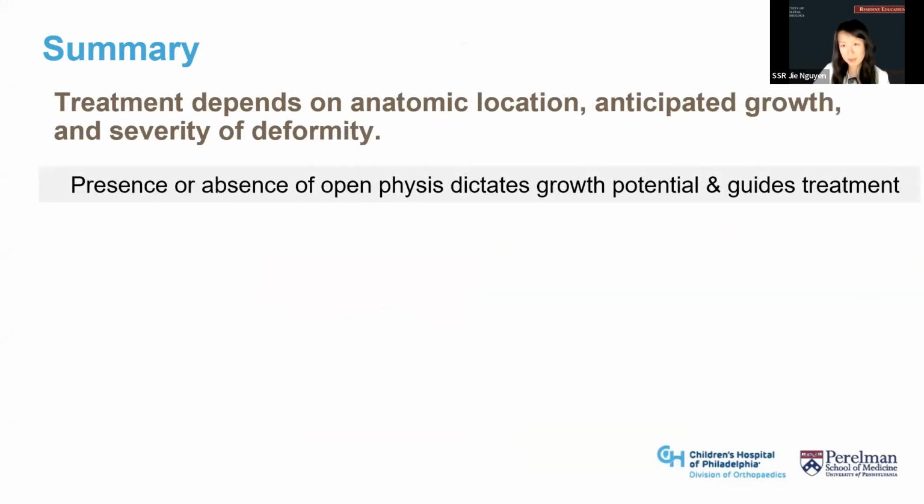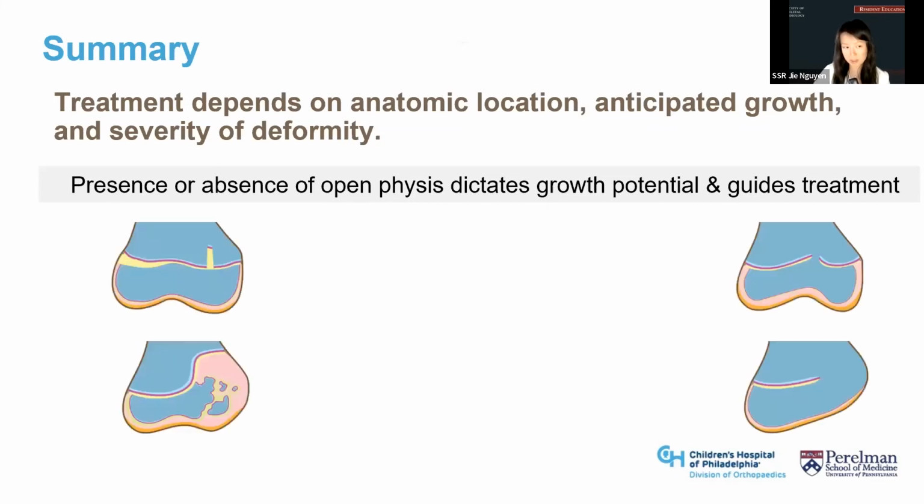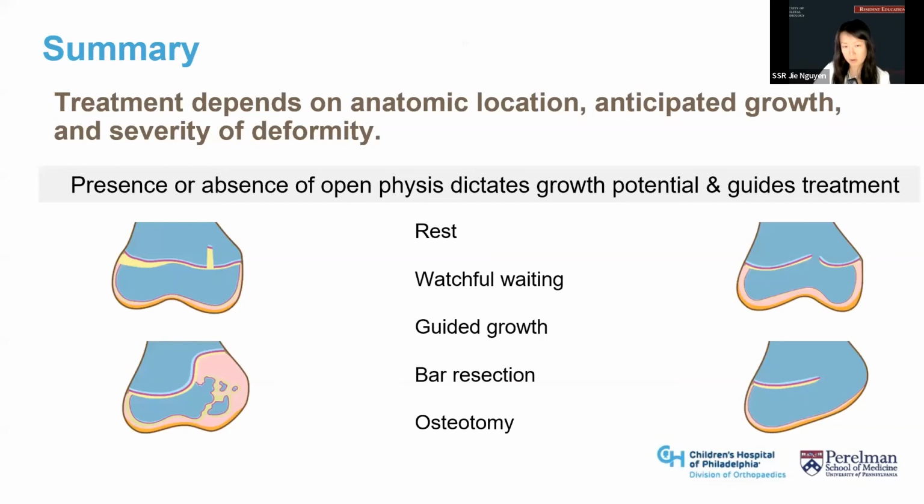Treatment depends on anatomic location, anticipated growth, and severity of the deformity. The presence or absence of the open physis, and that's what you need to look for on your MRI, dictates the growth potential and guides the treatment. Treatment includes rest, watchful waiting, guided growth, bar resection, and osteotomy. On the left, the growth plate is still there, so therefore you can wait and watch. Versus on the right, it's already hopeless, so they actually have to go through bigger surgery.